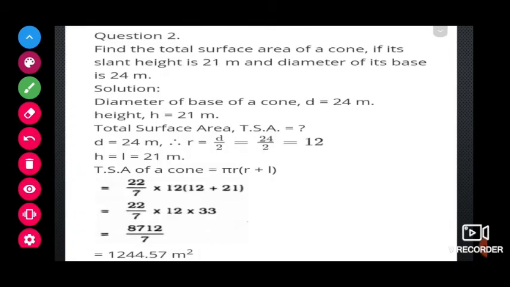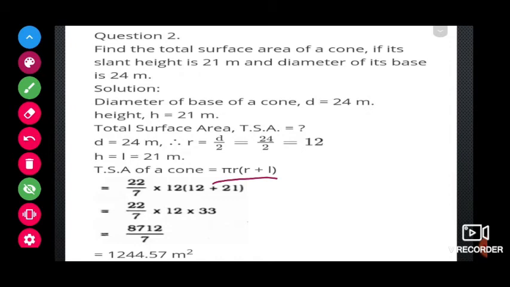Find the total surface area of a cone if its slant height is 21 meter. Here they are directly giving L, children, so no need to find L again by using the formula. Slant height only they are giving, and the diameter of its base is 24 centimeter. But here they are giving the diameter. Now we will see the total surface area. The formula is pi r into r plus L.